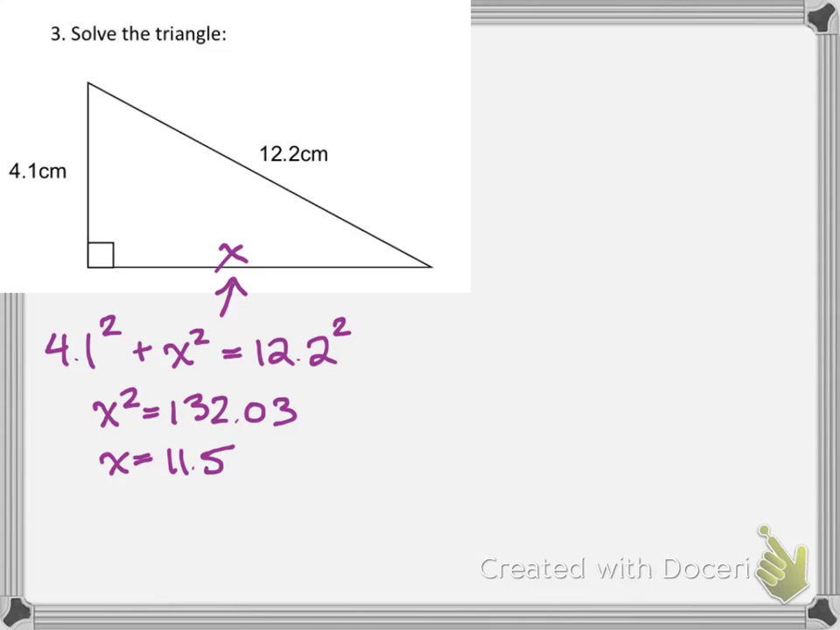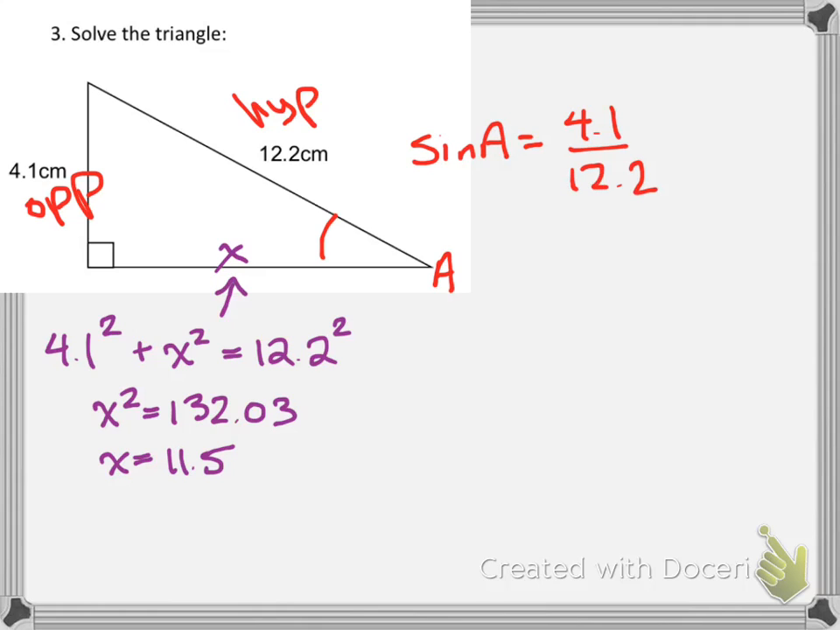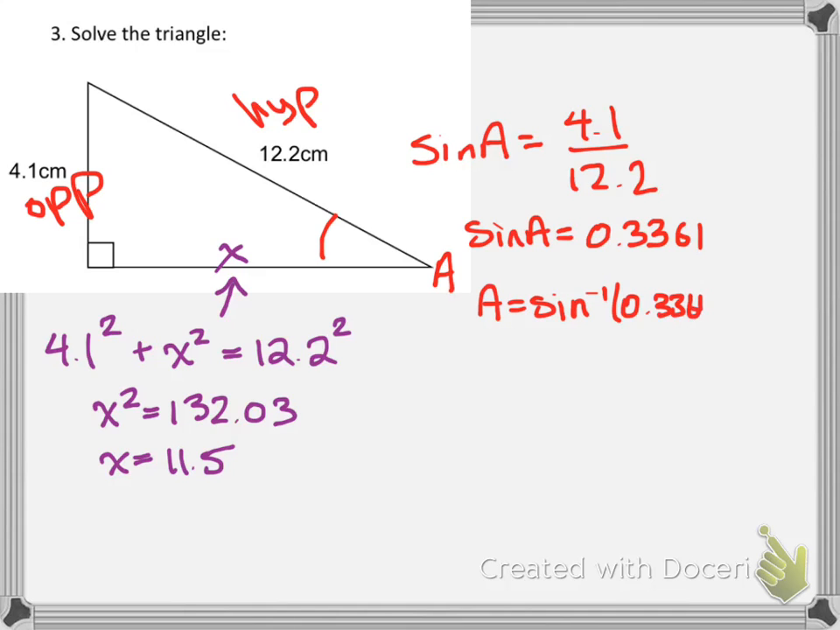So next, let's just pick one of the angles to solve for. I'm going to pick that one right there, A. And we remember that we can use SOHCAHTOA, and 4.1 is opposite of A. And 12.2 is the hypotenuse. So that means that we can say sine A is 4.1 over 12.2. Well, 4.1 over 12.2 happens to be 0.3361. Now, remember we said whenever we're finding an angle, we have to use the inverse trig ratio. So A is sine inverse 0.3361, which makes it 20 degrees.